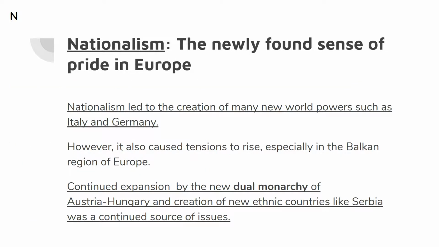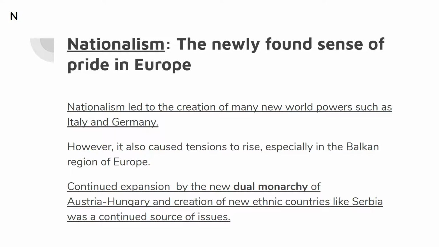And last, the letter N is nationalism. This newfound sense of pride in Europe. Now, nationalism we had discussed as being both a positive and negative force, right? We had made the argument together that nationalism can be a good thing because it helps to bring people together.